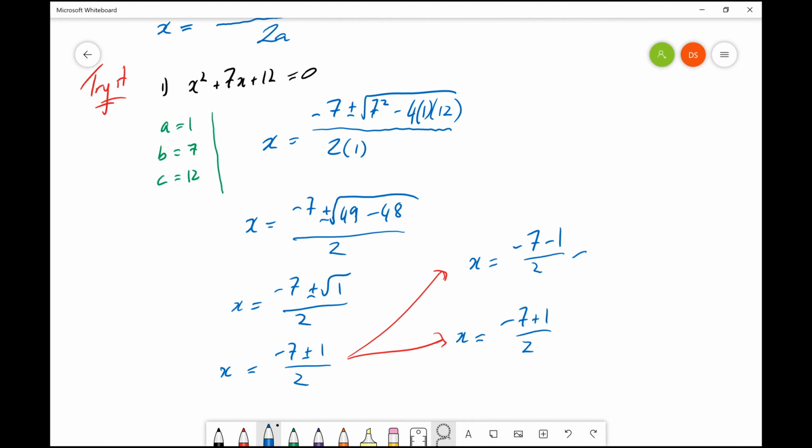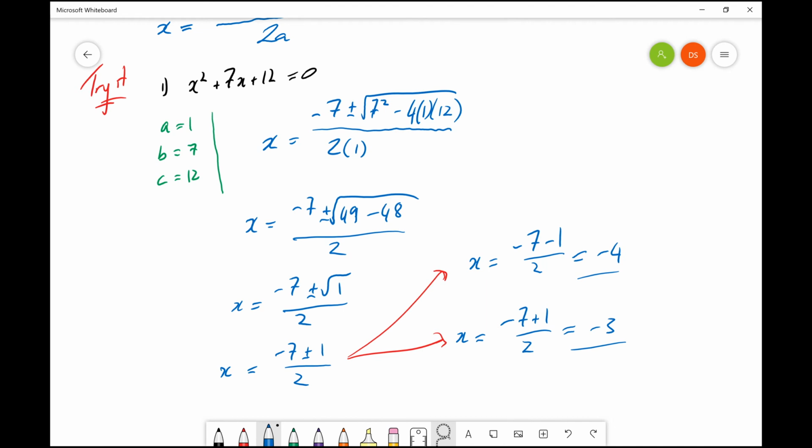And let's see what they are. Negative 7 minus 1 is negative 8. Negative 8 divided by 2 is negative 4. And negative 7 plus 1 is negative 6, divided by 2 is negative 3. Are these the same solutions as we got before? Yes, they are the same solutions.